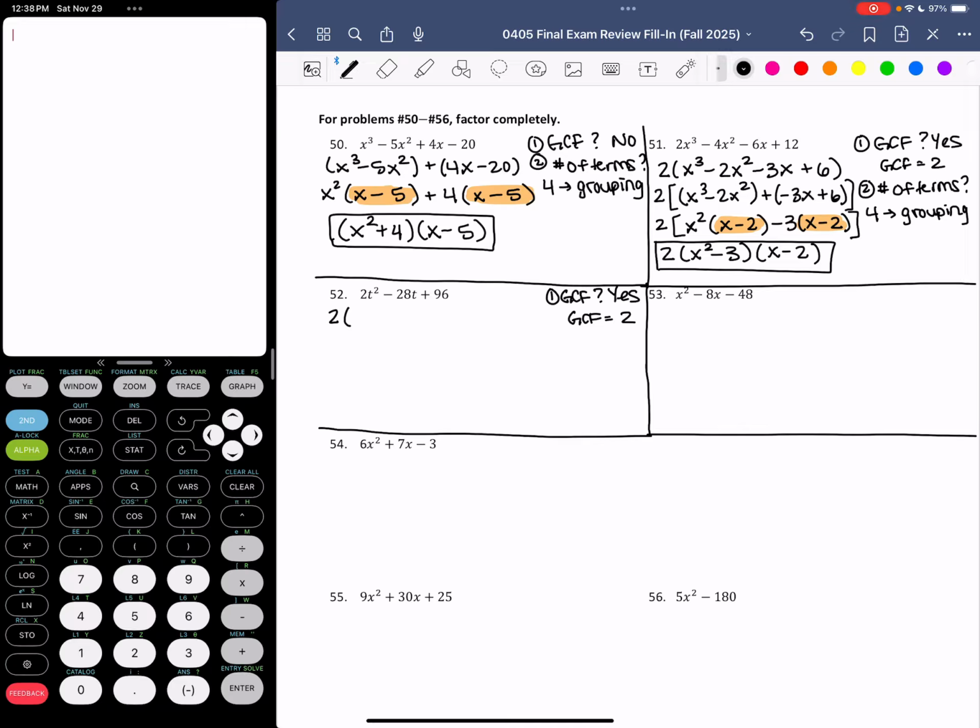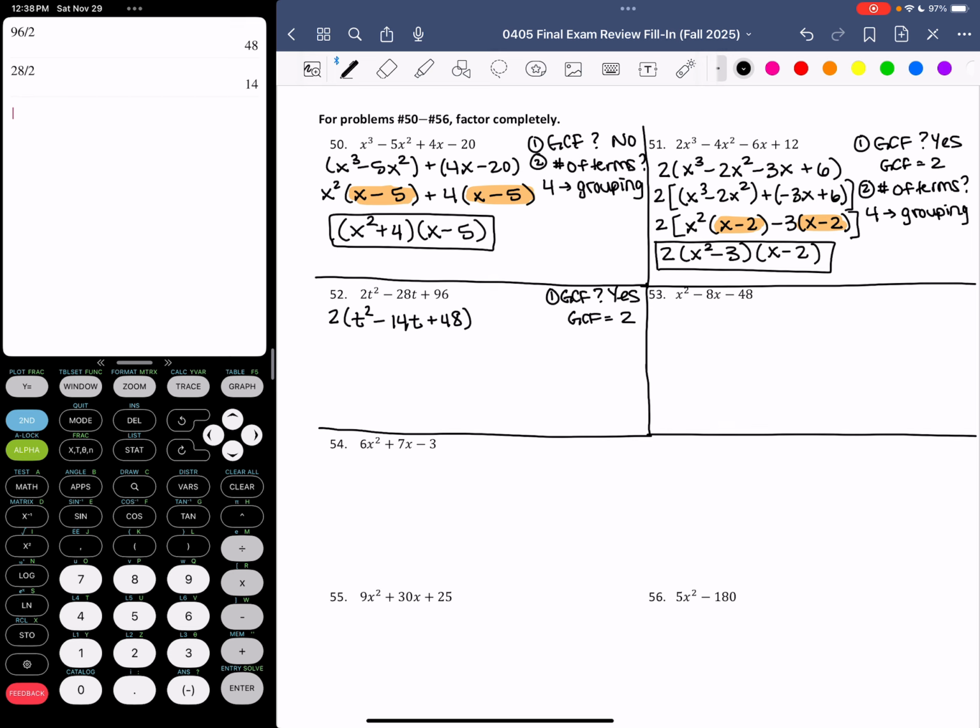2 factored out gives me t squared minus, what's 28 divided by 2? Is 14, right? 14t. 96 divided by 2, 48. I should use my calculator. 96 divided by 2. Yep, 48. 28 divided by 2. Yep, 14. Okay, good. I can math.